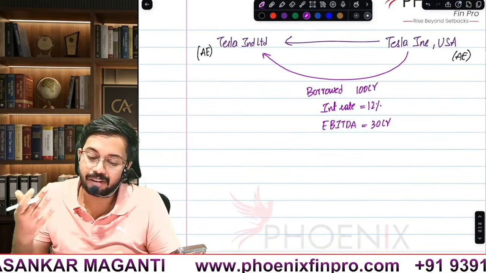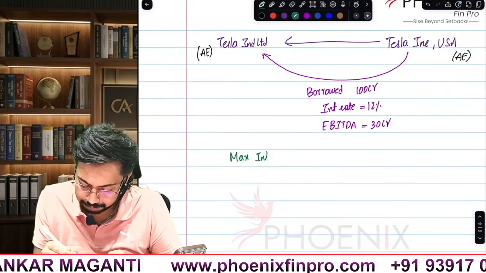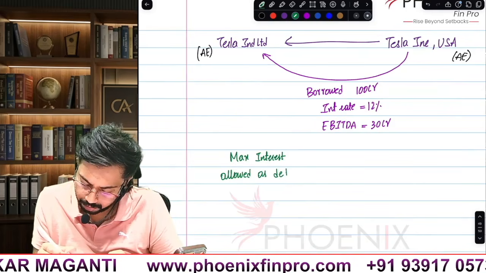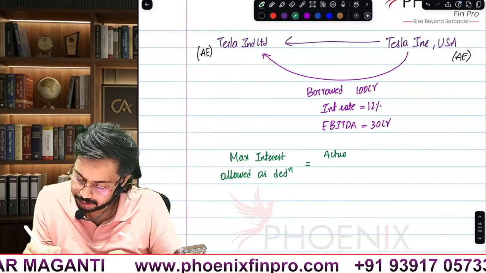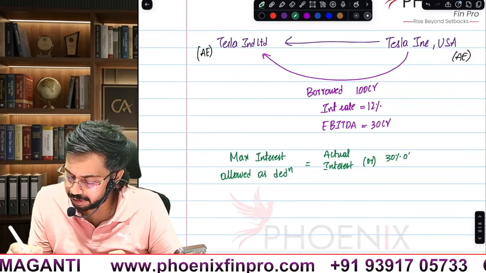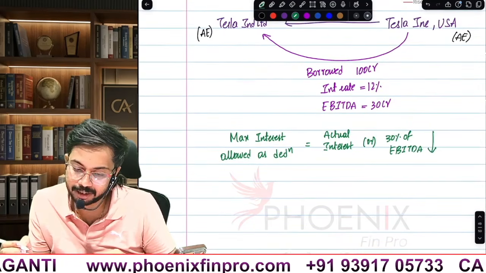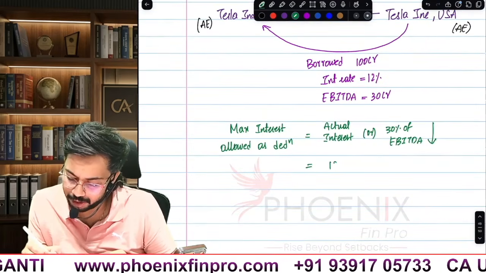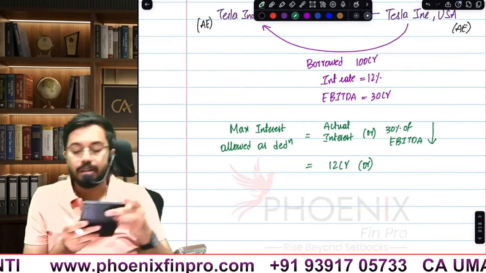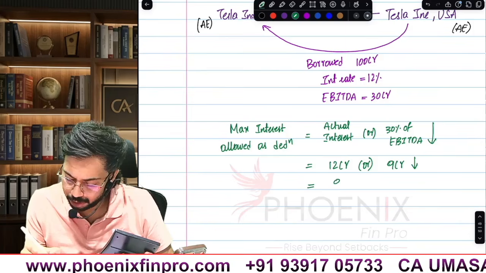Now, shall we do the math? Shall we solve? How much is the maximum interest allowed as deduction? Max interest allowed as deduction is equal to actual interest or 30% of EBITDA, whichever is lower. How much is actual interest? Actual interest is 100 crores into 12%, 12 crores, or 30% of EBITDA. That means 30 crores into 30%, 9 crores. Whichever is lower means how much, only 9 crores allowed.